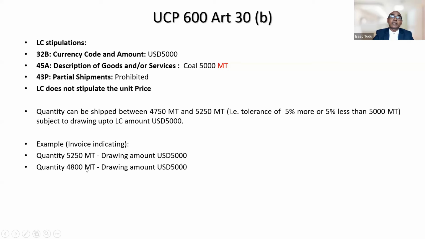Absolutely okay. Quantity 4,850, drawing amount could be US$5,000. Absolutely okay. Quantity 4,750, drawing amount could be 5,000. So basically you can say for quantity there is a tolerance of plus or minus 5% within that range. Every quantity is there, and the drawings amount does not exceed the LC amount. Absolutely okay. These all are acceptable, right?